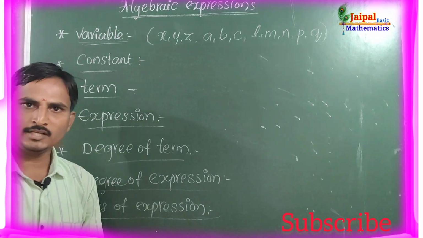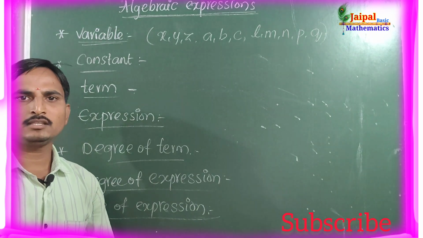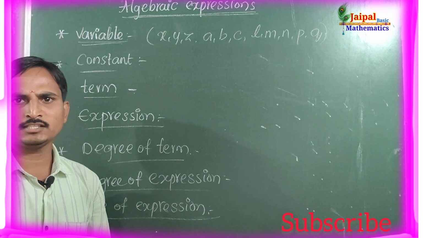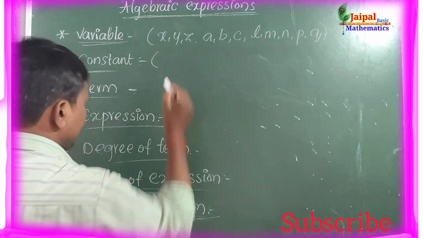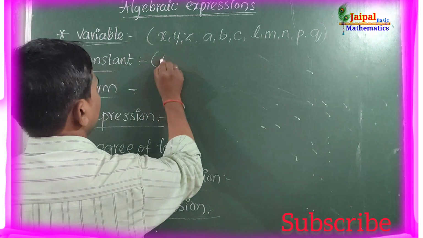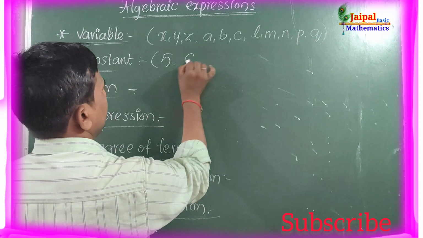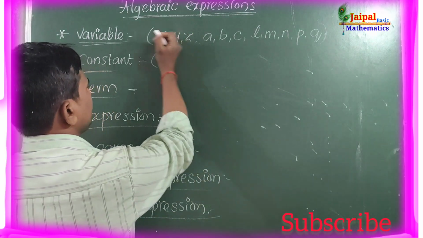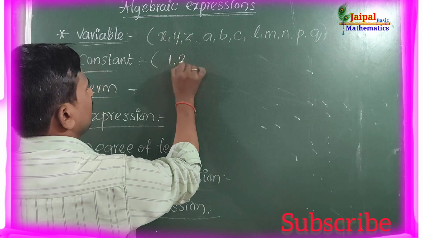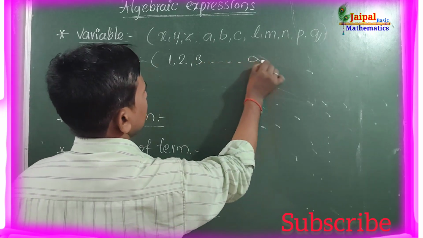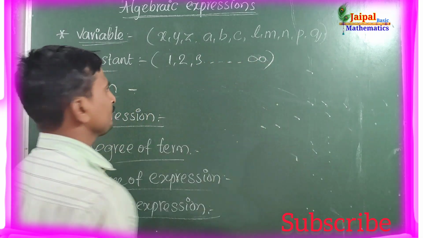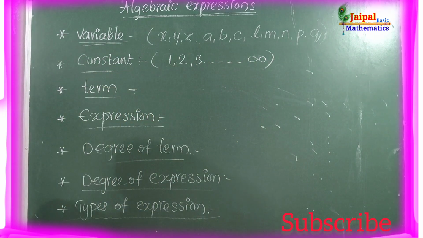Now constant. A constant is a number. It has a fixed value. For example, 5 is a number and it has one fixed value, and 9. All numbers, till infinity, we can use as constants. So this is a constant.